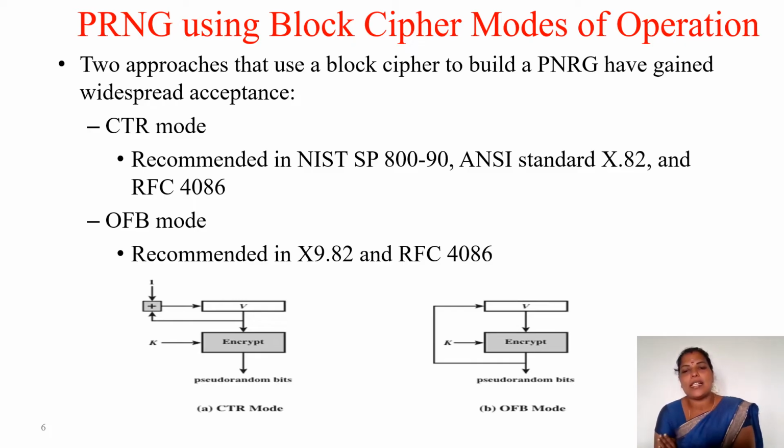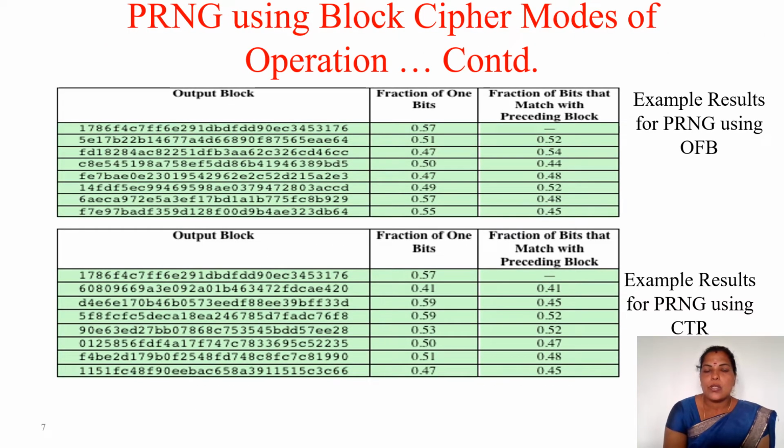The difference between the output feedback mode and the counter mode is that in counter mode we increment the seed value with the help of the counter value, that is, incrementing with plus 1. In the output feedback mode, the output of the encryption process is given to the next block. This way we generate pseudo random bits using the counter as well as output feedback modes of operation.